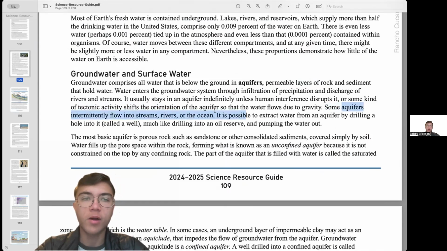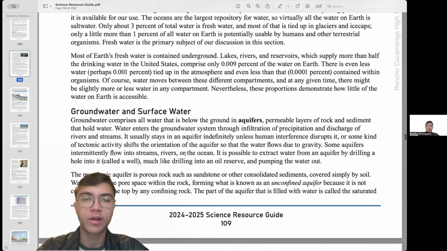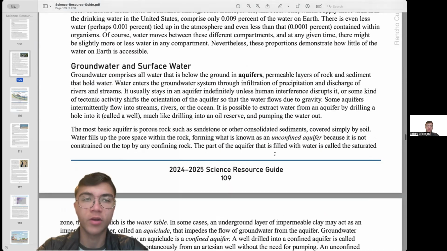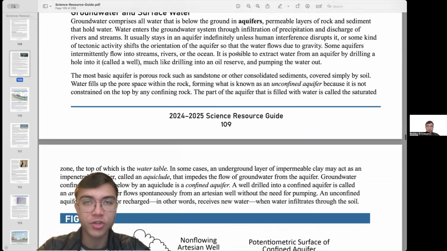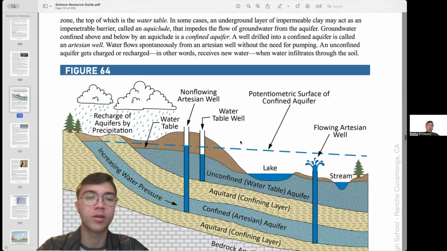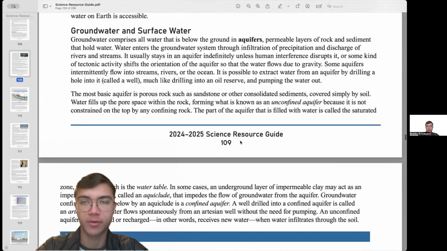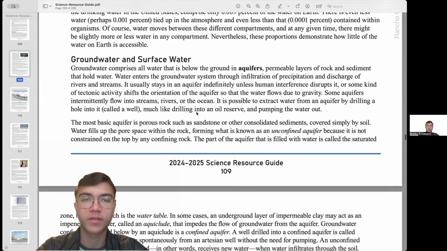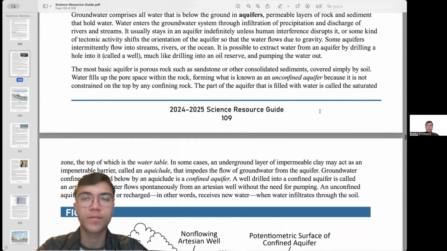Now, there are also some aquifers that actually open up and go straight into the ocean or into rivers or streams. And we can also drill a hole into it, which is what a well is. So if you think about how a well is formed, we drill a hole into an aquifer that allows us to access that water down below, where we previously wouldn't have been able to access it. This is a lot like drilling into an oil reserve, and then we pump the water out.